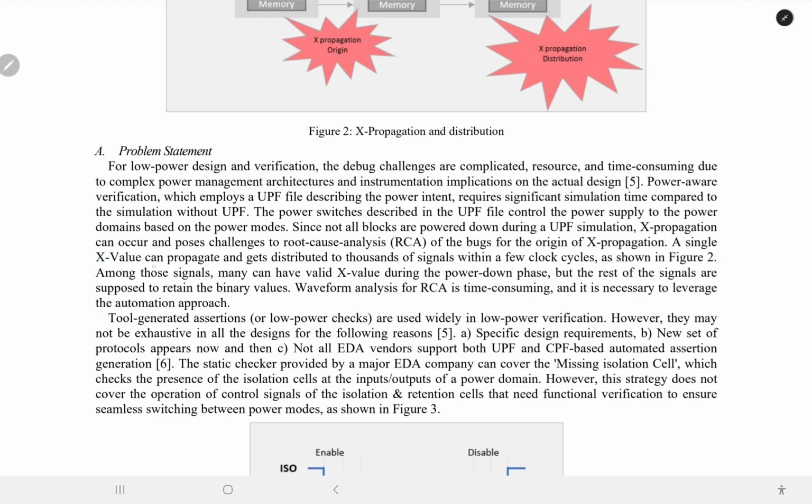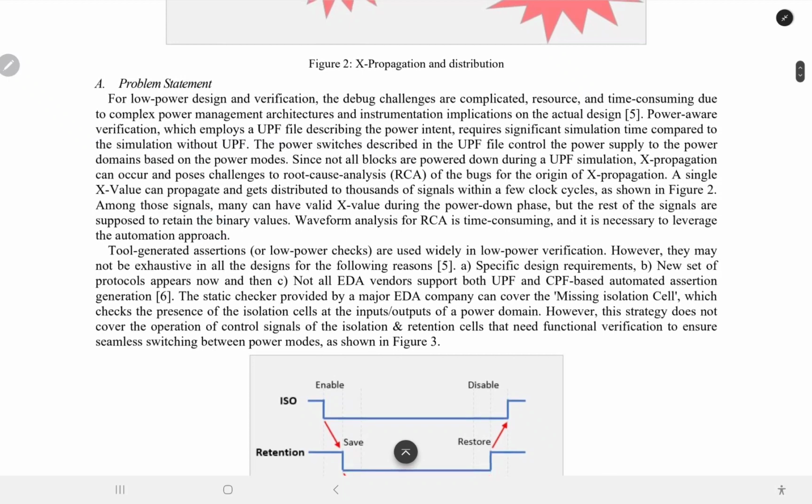A single X value can propagate and get distributed to thousands of signals within a clock cycle, as shown in Figure 2. Among those signals, many can have valid X values during the power down phase, but the rest of the signals are supposed to retain the binary values. Waveform analysis for RCA is time consuming, and it is necessary to leverage an automated approach.